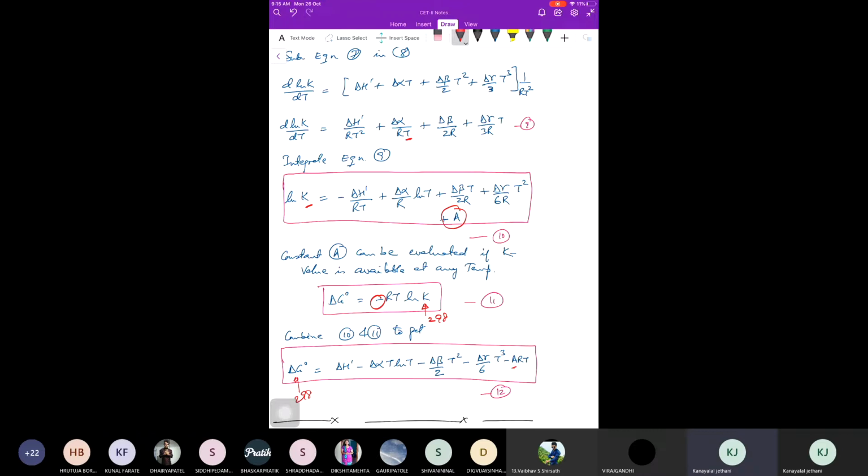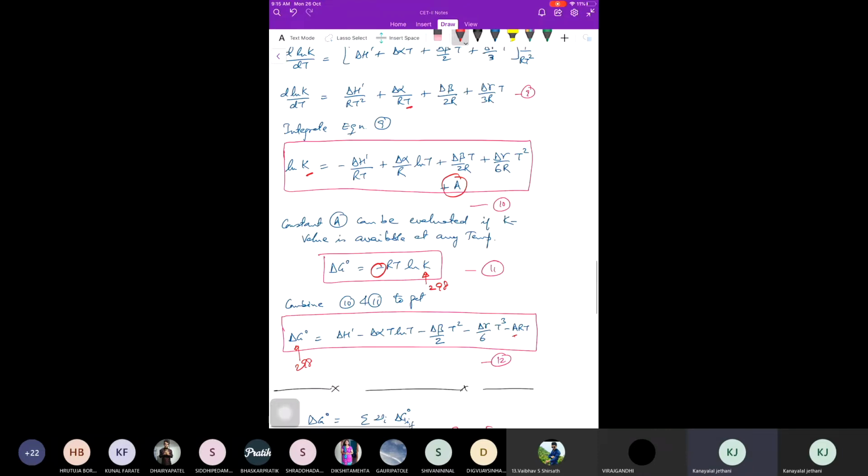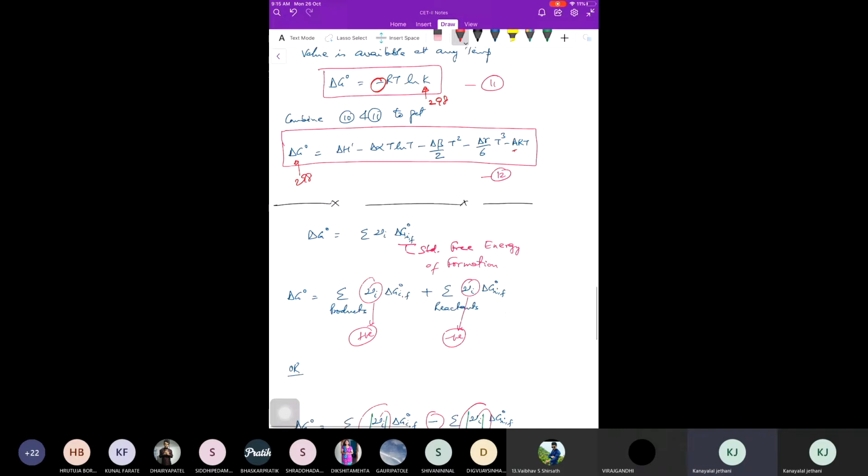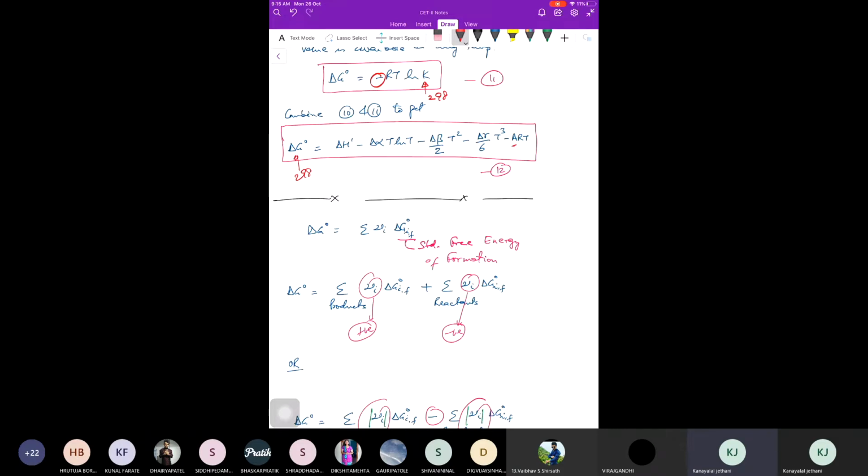Okay. If there are no questions, let's proceed further. Delta G0 we can find out again from standard Gibbs free energy. If you know the Gibbs free energy of formation of a compound, just as we can find the heat of reaction, similarly we can find the free energy of reaction.